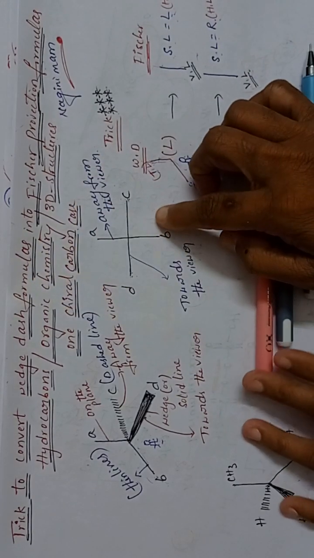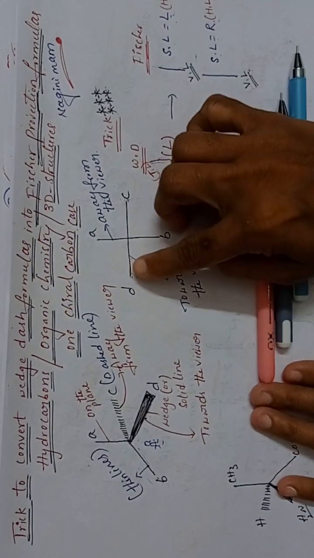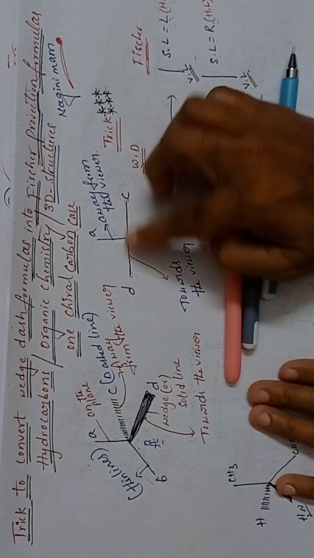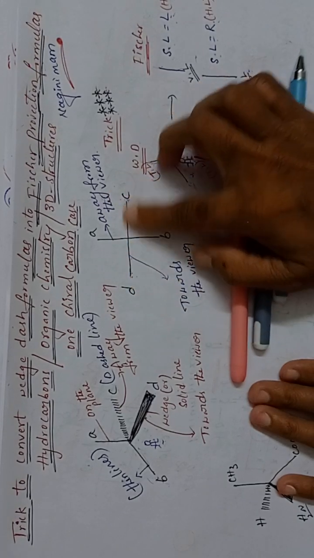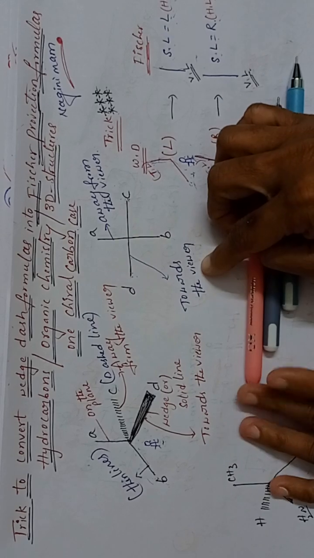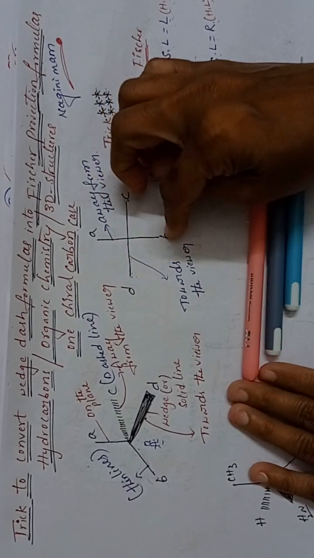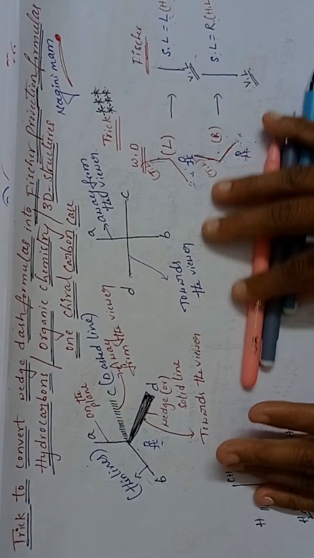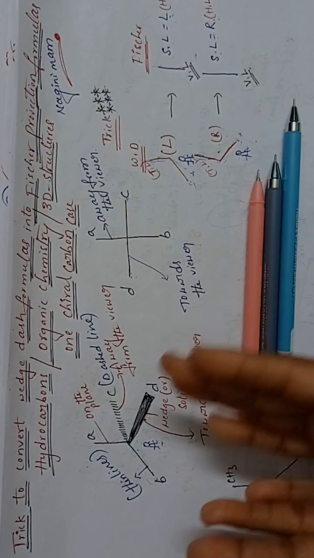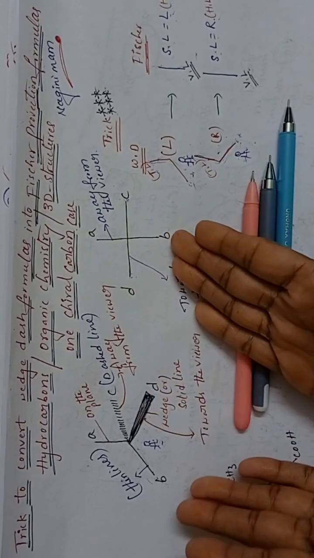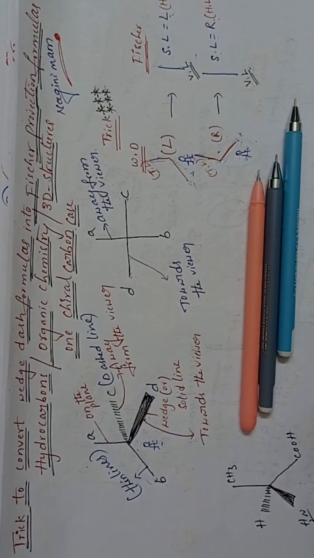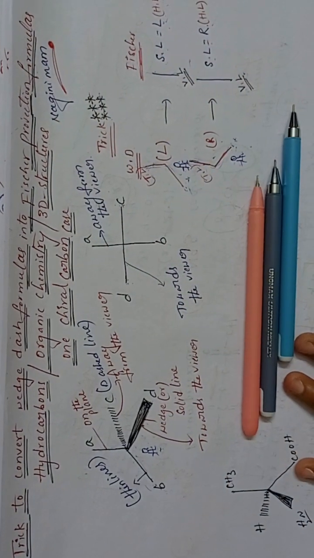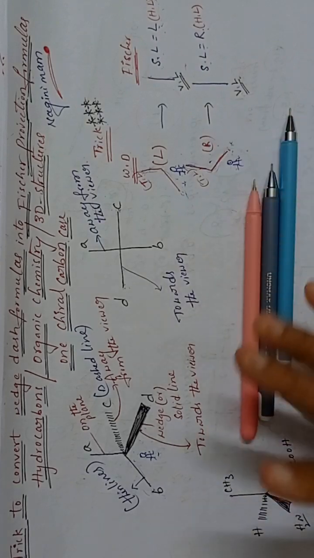This is the Fischer projection formula, students. Here there is a horizontal line and a vertical line. These two bonds on the horizontal line are always towards the viewer, students. This is the vertical line, it is away from the viewer. Clear? So, how to convert the Wedge-Dash formula into the Fischer projection formula, students? Just follow this trick. Very easy trick. You can easily answer any type of question.